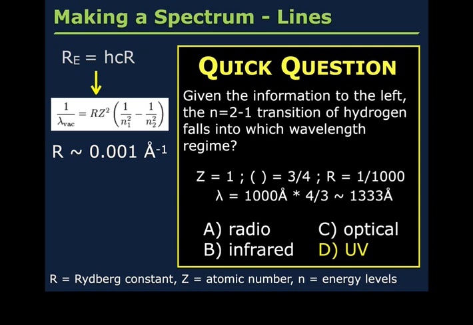Now, in reality, we made a little bit of an approximation here. R is more like 0.00109678, and that means that instead of the numbers that we posed on the right, we're a little different. The final answer is going to be 1216 angstroms, but that's still in the UV, and that is actually a line of hydrogen known as the Lyman alpha line that we see very frequently in astronomy.